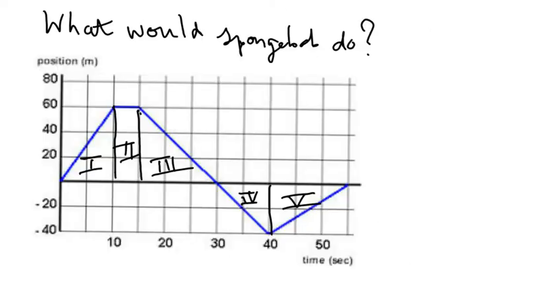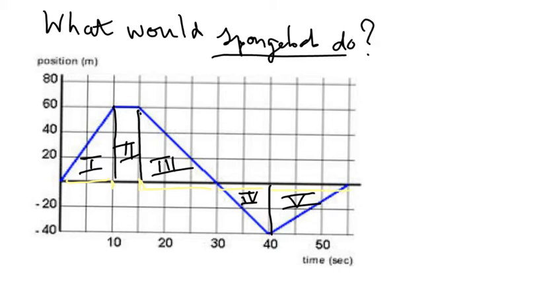Okay, so here's where I want you to test yourself. I have this graph right here. It's a position time graph, and I want you to think about if SpongeBob walking around were to make this graph, what would SpongeBob have to do? And what I've done for you is I've broken his motion up into little time periods. The first time period is from 0 to 10 seconds, then 10 to 15 seconds. It looks like 15 to 30, 30 to 40, and 40 to 55.